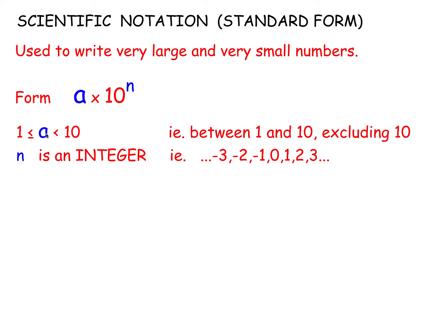a is a number between 1 and 10, but not 10 itself. So it starts 1 point something, 2 point something, 3 point something, up to 9 point something. And n here, the power of 10, is an integer. That is, it's a whole number, 0, 1, 2, 3, etc. Or they're negatives, negative 1, negative 2, negative 3, and so on.